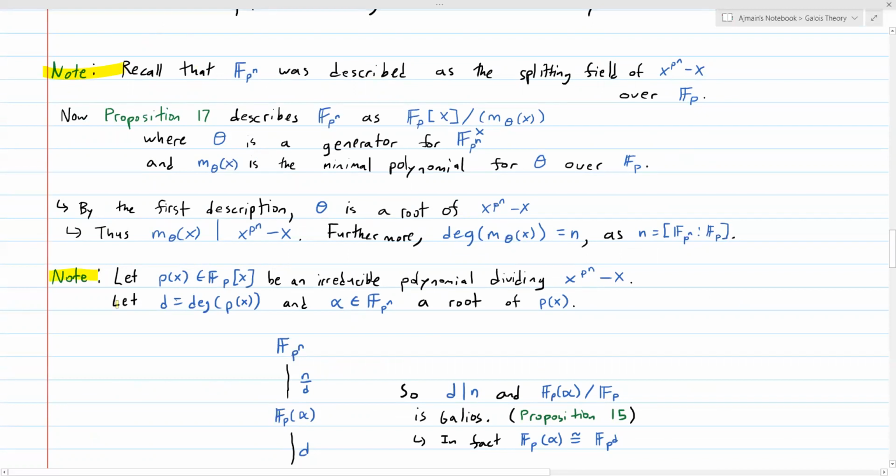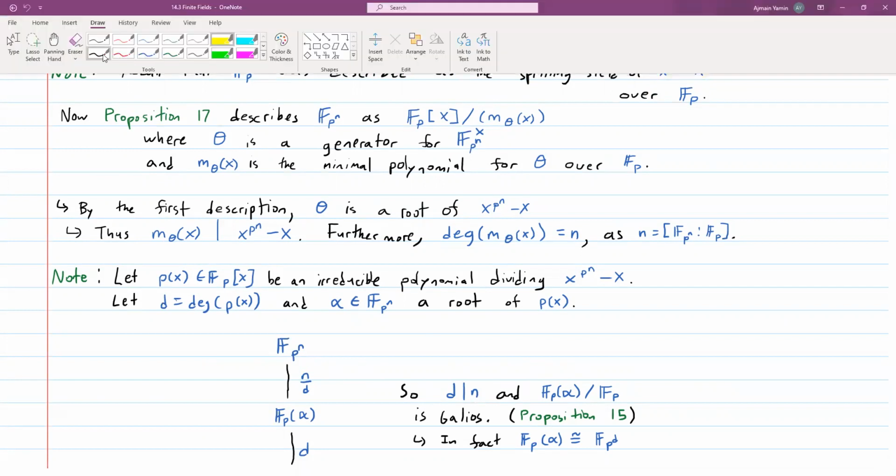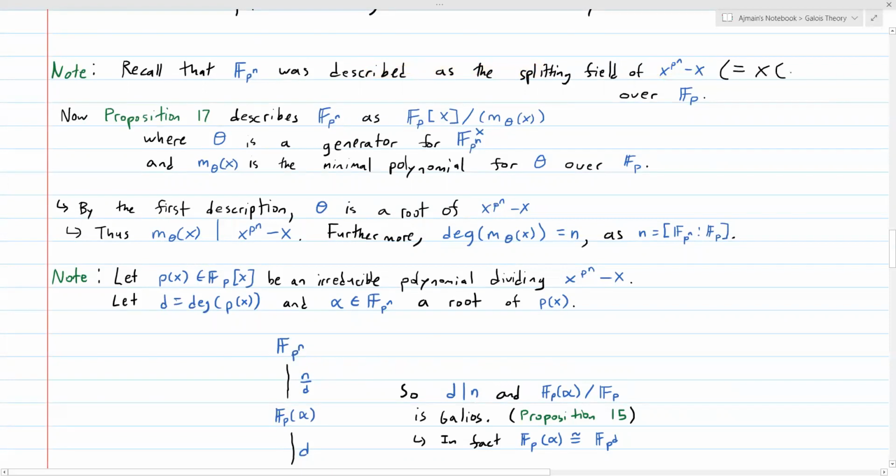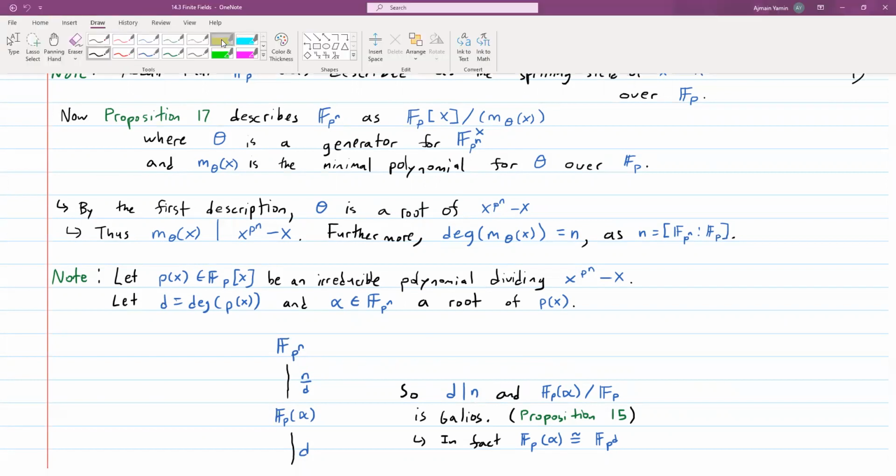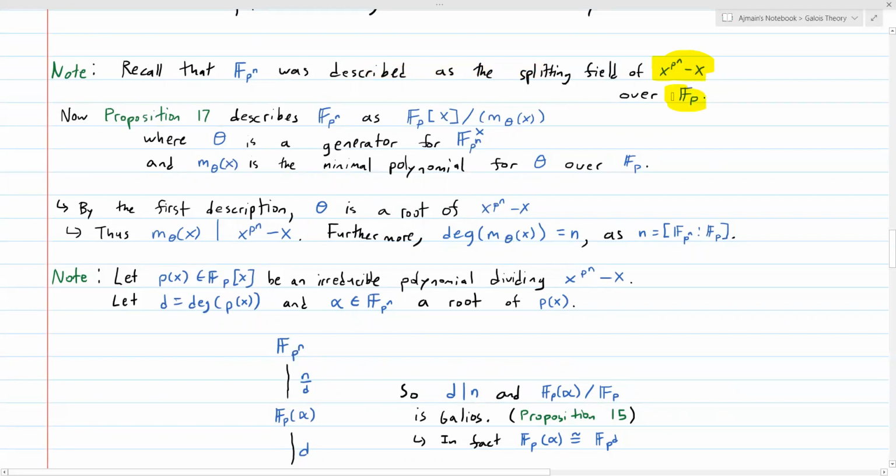All right. Now we're going to go through a bunch of notes which will prove the next theorem, but we're going to prove the theorem before we state the theorem. So let's make some observations. Recall that F_p^n, this unique finite field of order p to the n, is described as the splitting field of this polynomial x^(p^n) minus x over F_p. So this polynomial is not necessarily irreducible. In fact, it's definitely not irreducible, because you can write this, let me write this as a note, as x times (x^(p^n - 1) minus 1). Right, so you can factor out an x from this guy. So it's definitely not irreducible over this field.